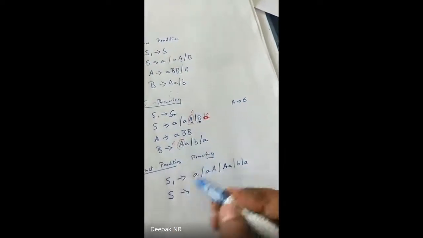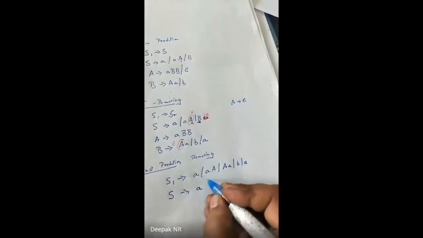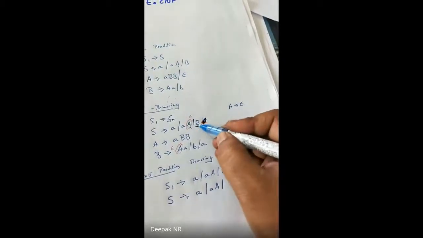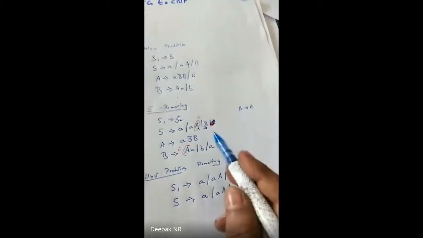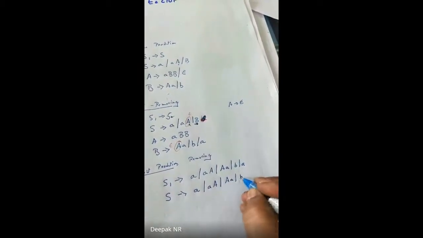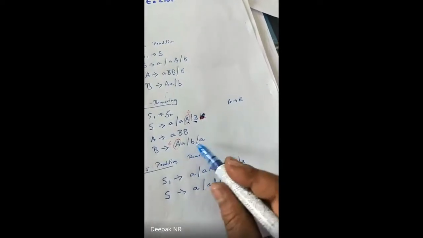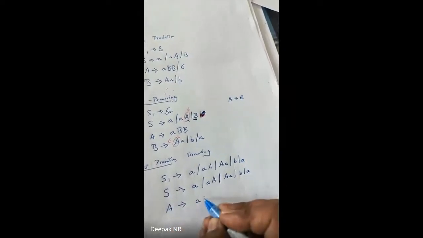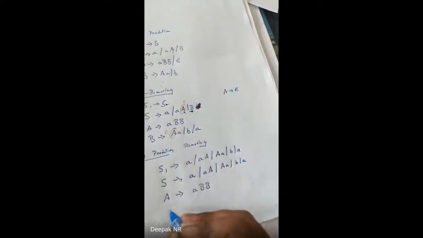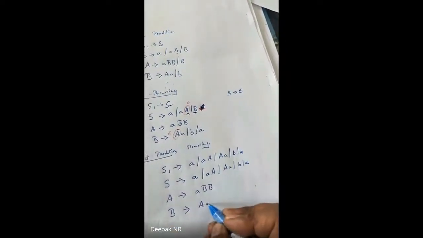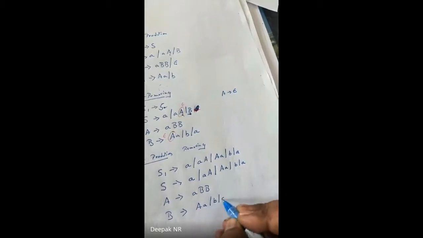First, S1 I have replaced. Now S, A will be there, AA will be there, slash B there. What is the value of B? The actual value of B will be AA slash B slash A. Now I'll go with ABB. It's in a proper format. I read it as it is. Then B tends to AA slash B slash A.